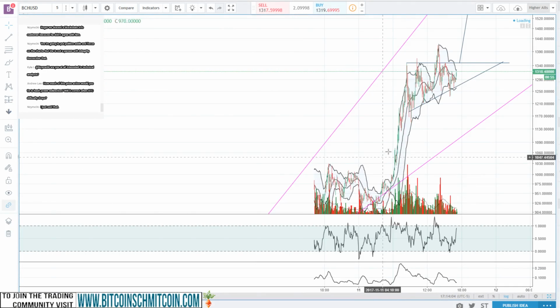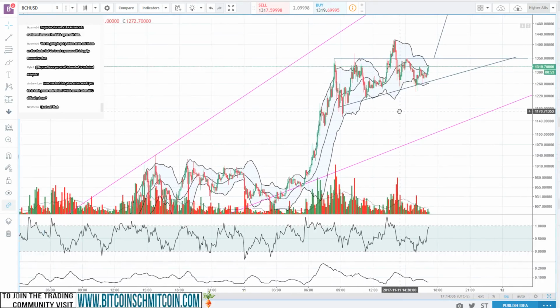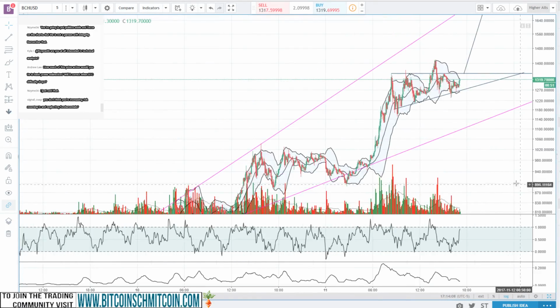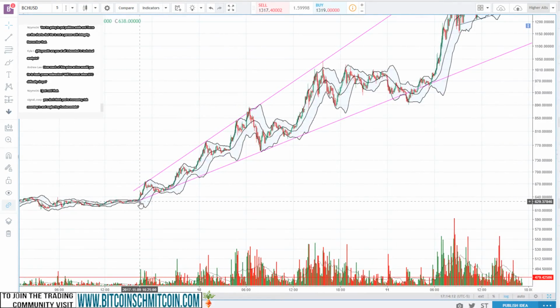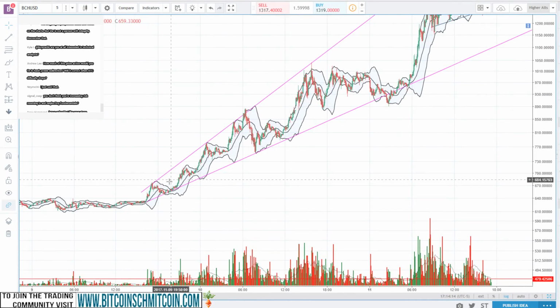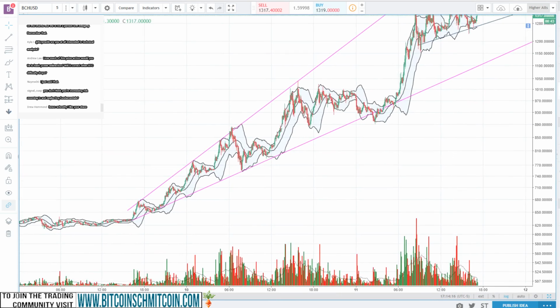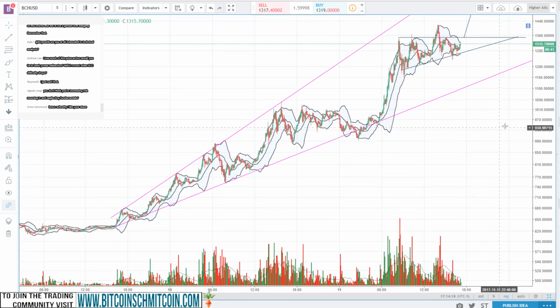So the 5 minute has been the way that I've played every single run since, what is it, 600? What did it break out at? Yeah, ever since 600, I've played every single one of these tops using just 5 minute candles and the 5 minute Bollinger Band trends.